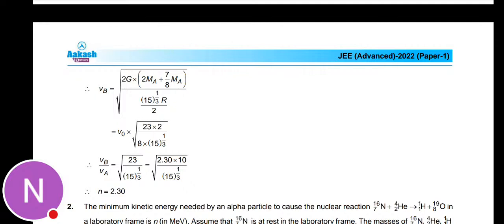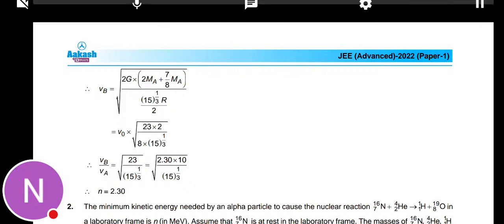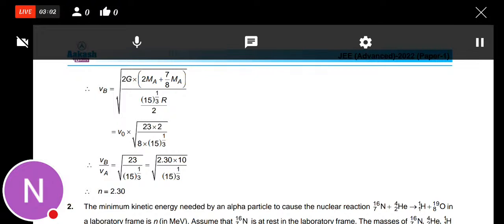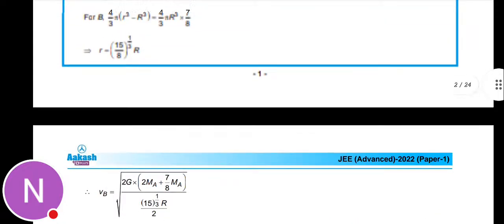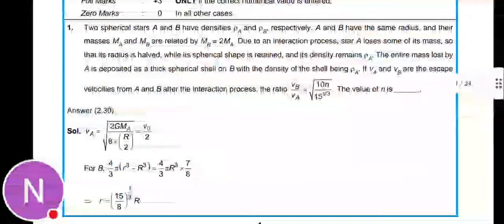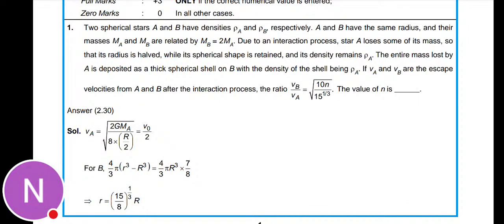So therefore VB by VA is equal to root 23 by 15 into 15 to the power 1 by 3, that is equal to root of 2.30 into 10 by 15 to the power 1 by 3. After removing the root, we'll get the value 2.30 as the answer. So this is the answer you have to write. So n is equal to 2.30. You have to write the full answer, then only they will give all 3 marks for you. If you write only half the answer, 2.3 like this, 2.3 also it may run, it is not a problem, but if you write 2.30, they will give 100% full marks.